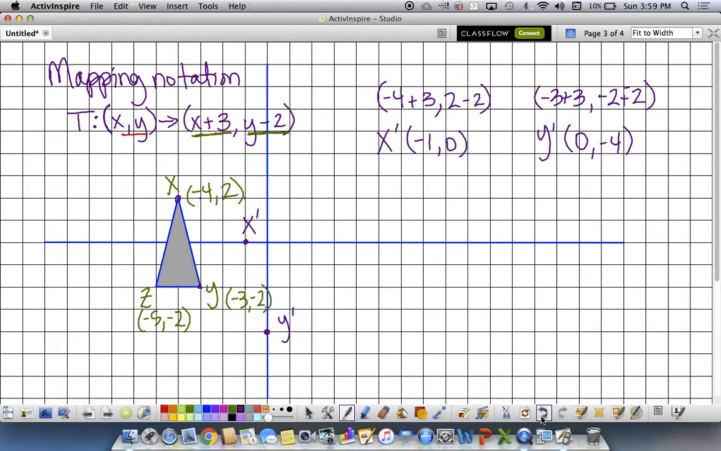What about the z? Z I have negative 5, and I'm going to go back to this and say plus 3, minus 2. So my z prime will simply be negative 2, comma, negative 4. Is that what I'm going to get if I count? If I go over 1, 2, 3, down 2. Is that my z prime? Yes, it is. And this is my translated triangle.